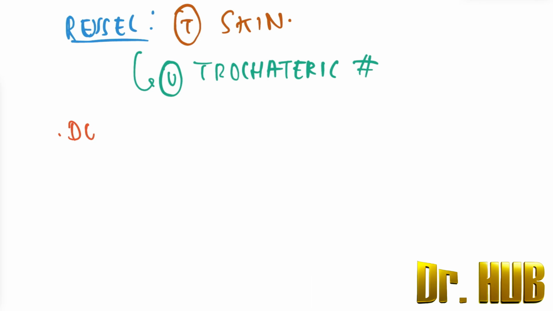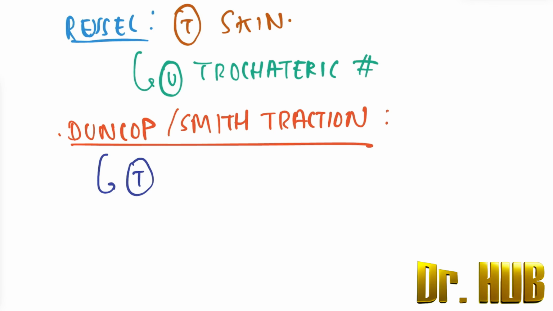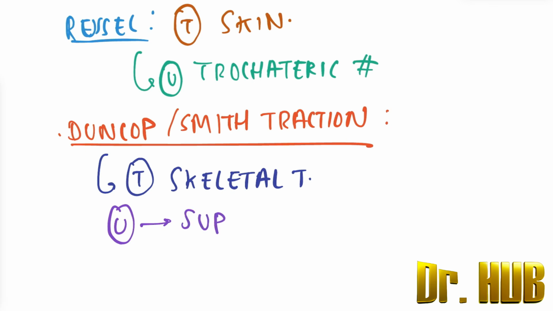Next we move on to the Dunlop or the Smith traction. Under the Dunlop or Smith traction, the type is a skeletal traction. And what is the use? The use is supracondylar fracture, and this will be of the humerus.